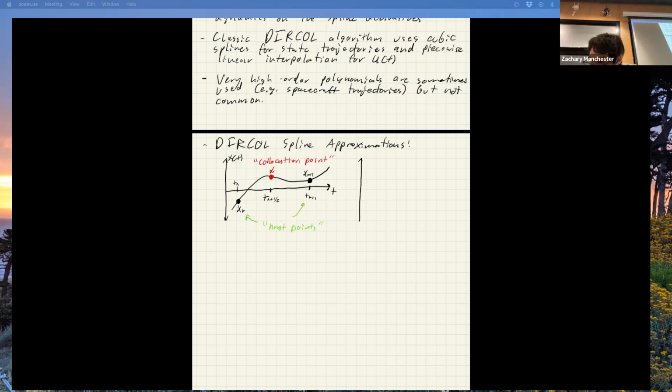And then on the u's, you're just going to have the piecewise linear things. You'd have something like this, say.